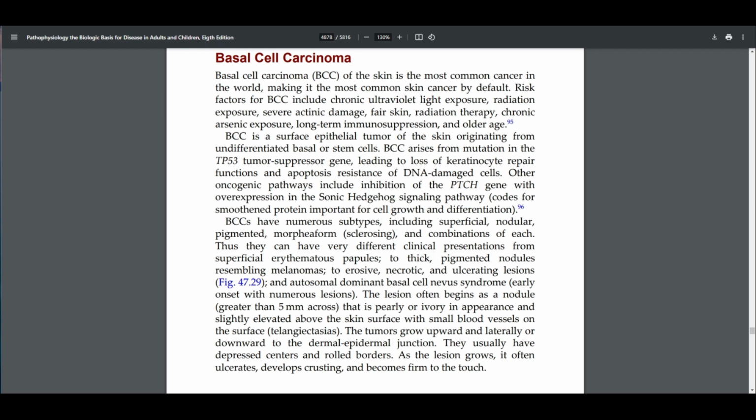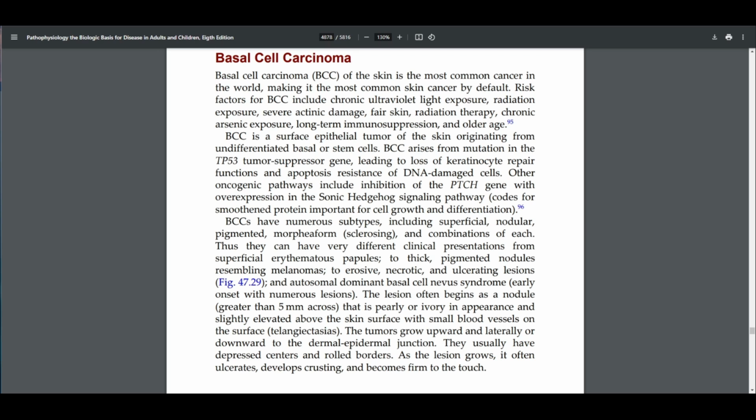BCCs have numerous subtypes, including superficial, nodular, pigmented, morpheoform, and combinations of each. Thus, they can have very different clinical presentations, from superficial erythematous papules to thick, pigmented nodules resembling melanomas, to erosive, necrotic, and ulcerating lesions, and autosomal dominant basal cell nevus syndrome.